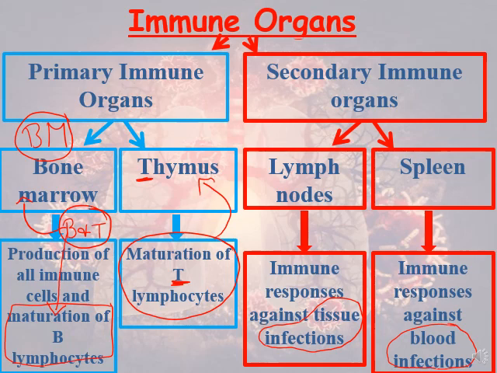Secondary immune organs, we have the lymph node and the spleen. The immune response against tissue infection takes place at the level of the lymph nodes, whereas the response against infection at the level of the blood occurs at the level of the spleen.